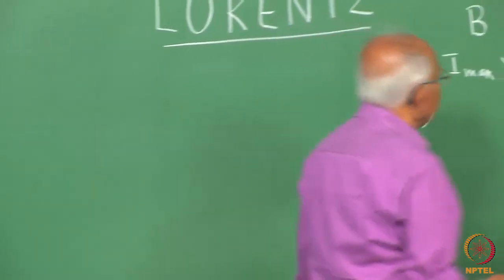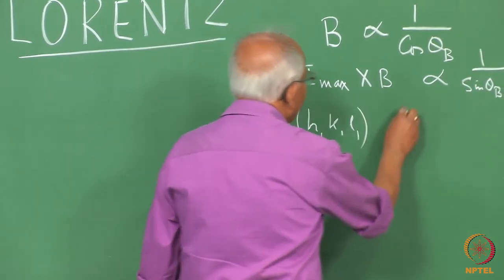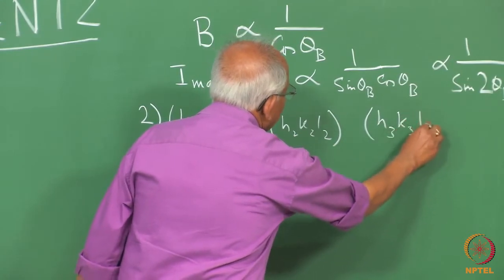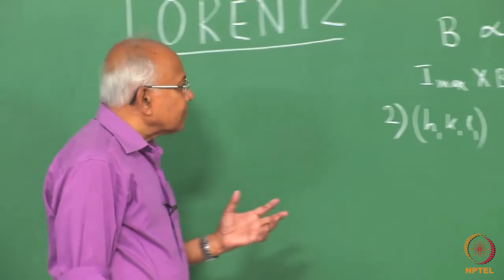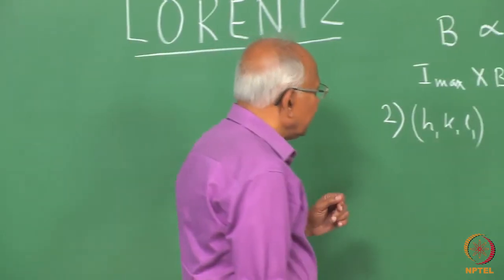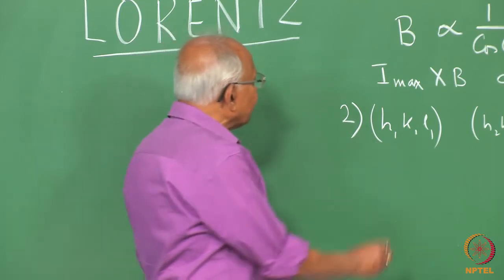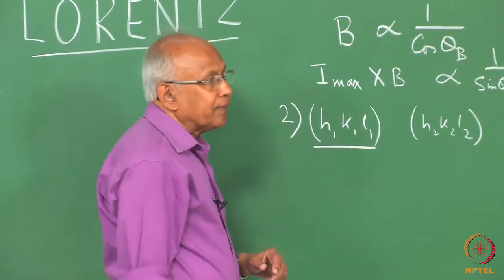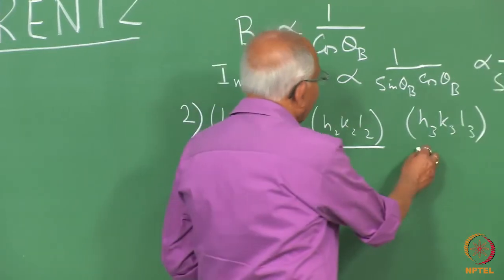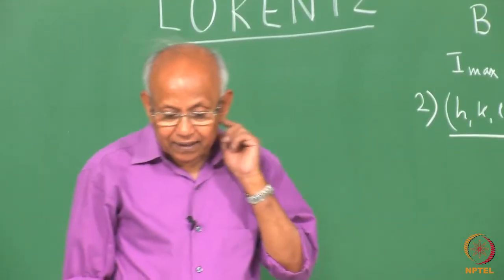That means, if you have a set of planes H1, K1, L1, then H2, K2, L2 and say H3, K3, L3. Since all the crystallites in the polycrystalline sample in a Debye camera are randomly arranged, it will be quite natural to assume that the number of crystallites within this sample which give rise to diffraction from this plane will be the same as the number which give rise to diffraction from this type of planes, and equal to the number which give rise to diffraction from this type of planes. But this is not actually true, as we will see right now.